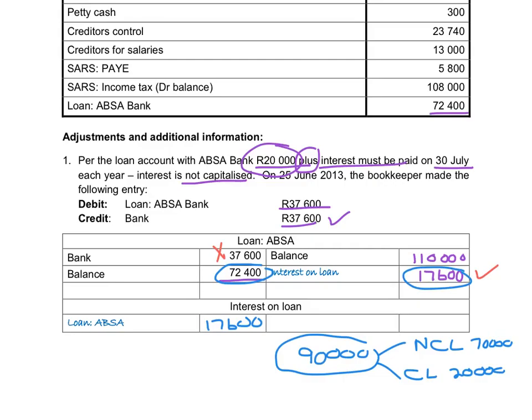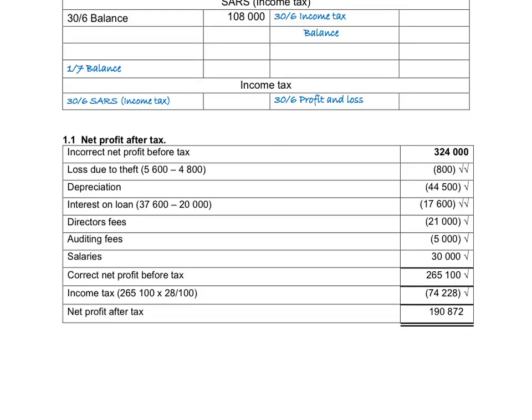This interest on loan will be taken to the profit and loss account because it's an expense. That means that the profit that was calculated will decrease with 17,600. And for this profit that was calculated, that was given to us, we will show that we have to deduct 17,600 because the interest was not recorded in the income statement.